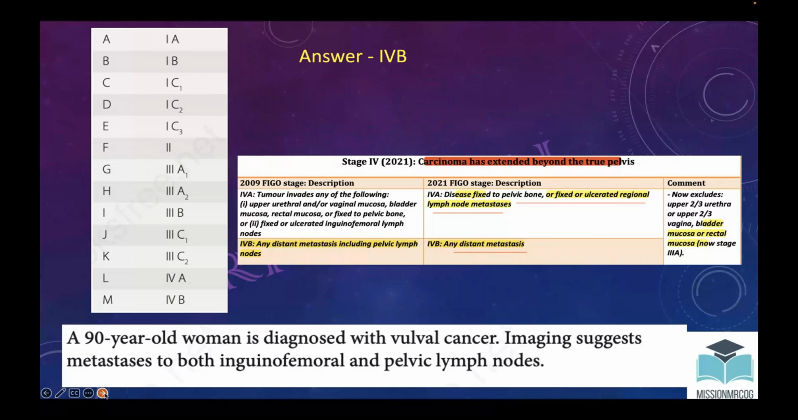This is a good question, to scratch the head. So it is distant spread. Okay, they wrote pelvic lymph node here. Yes, ma'am, it is very clear. They wrote pelvic lymph node. So it is 4B only.